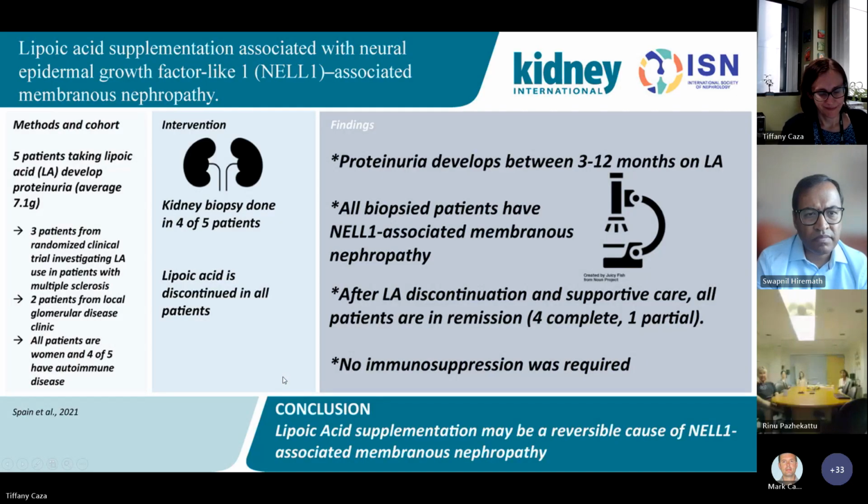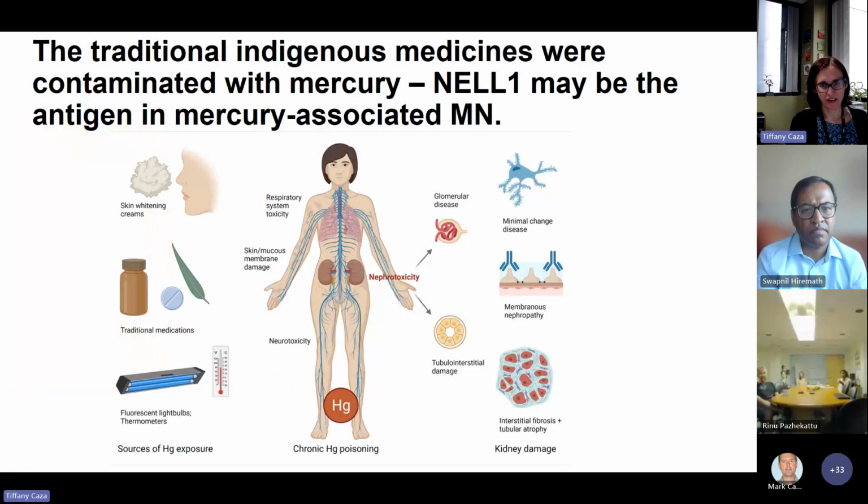And unfortunately, this is related to chronic mercury toxicity, as some of these medicines have heavy metal poisoning. There are other causes for mercury toxicity that have been associated with NELL1 membranous. There's a recent paper about skin whitening creams with NELL1 membranous, where mercury is used to inhibit melanin production and has been an inciting factor. Fluorescent light bulb recycling is a source of mercury exposure that has been shown in a rare case report.